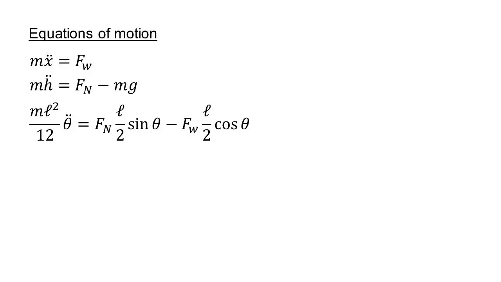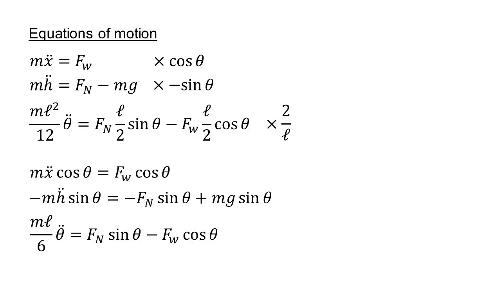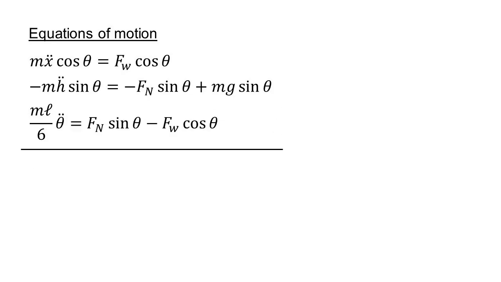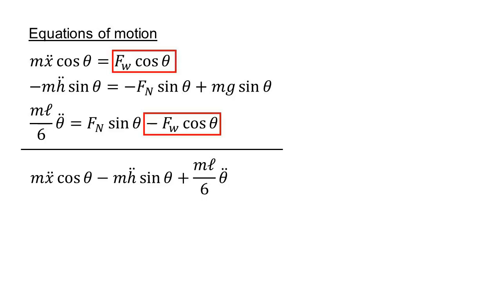We can eliminate F sub w and F sub n. To do this, we multiply the first equation by cosine theta, the second equation by minus sine theta, and the last equation by 2 over L. This gives us the following equations. Now, let's add the three equations together. On the left-hand side, we get this. On the right-hand side, these two terms cancel, as do these terms, leaving only the term mg sine theta.